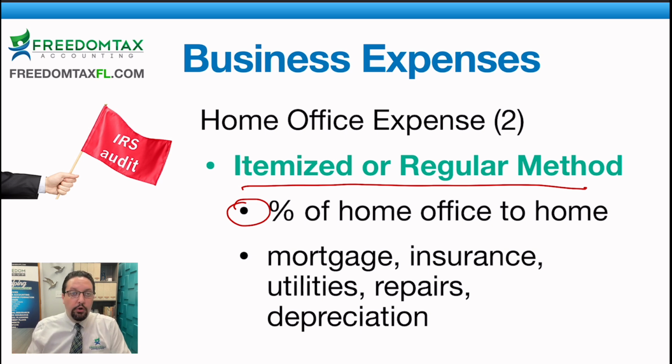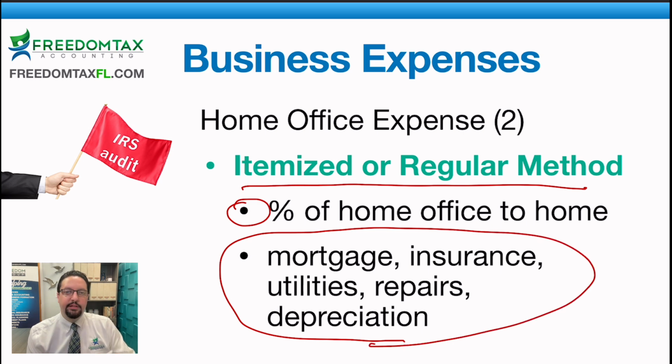So now that you know that it's 10% of the home, then you can deduct 10% of all these home expenses: the mortgage, the insurance, the utilities, the repairs, the depreciation. But the first step is to calculate what percentage of the home is the home office that you use. Okay?